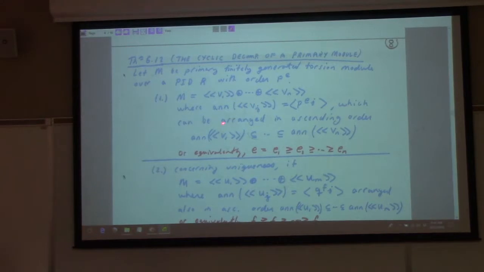And you can arrange these in ascending order such that that's a subset of Vn, which is to say, of course, that these powers, the exponents, are E. The top one is E, because if you annihilate something by P to the power E, right? If that sends it to 0, then P to any greater power also sends the thing to 0, right? So that's why P to the first, the lowest, the greatest power.